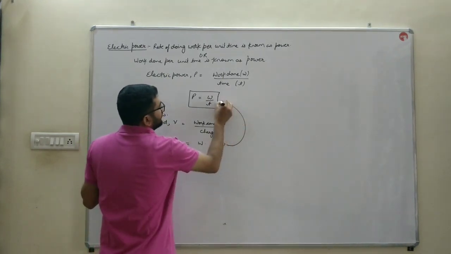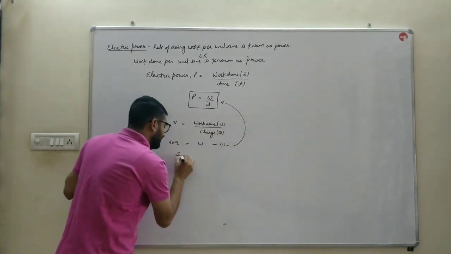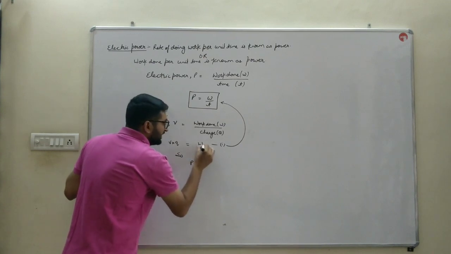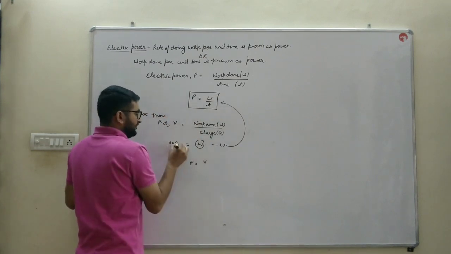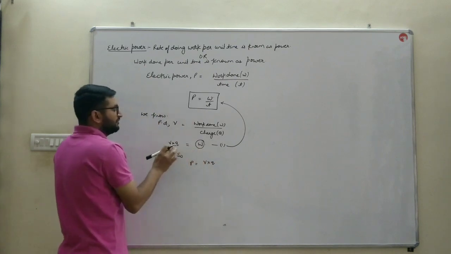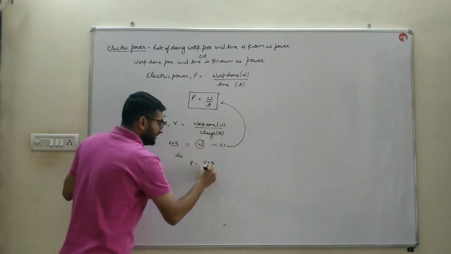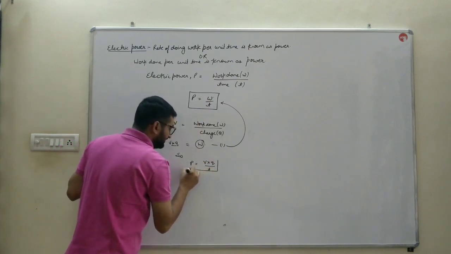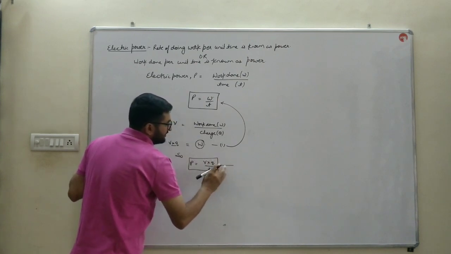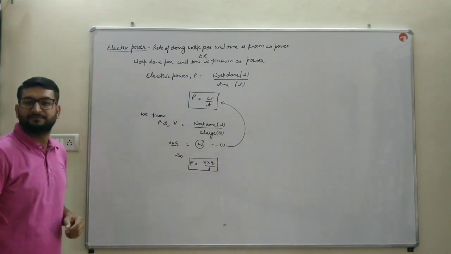Put this value into this equation. So power will become, instead of W we put V into Q. We put the value of W, V into Q, here, children. We get V into Q by T. The second formula of power.